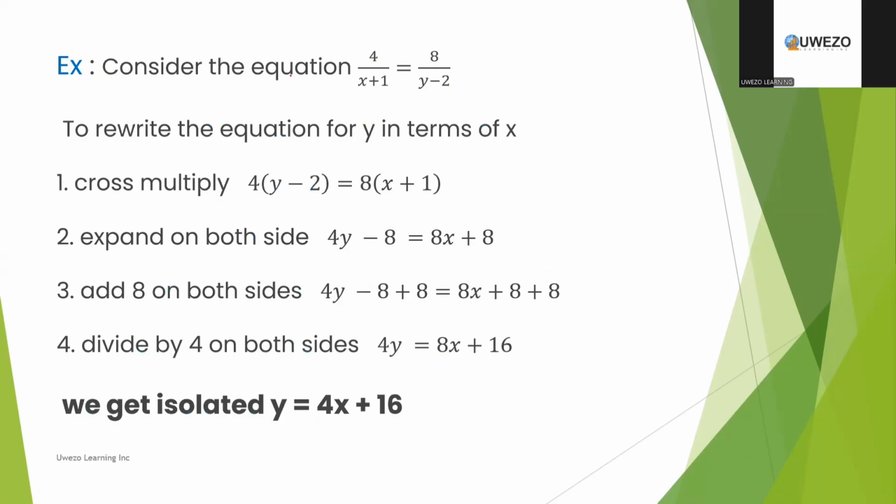For example, consider an algebraic expression in fraction form where you have the variables in the denominators. So here we cross multiply first, and then we get 4 times y minus 2 equals 8 times x plus 1. We simplify further and we just keep y on the left-hand side and transfer everything to the right-hand side. So first we will add 8 on both sides so that the 8s get cancelled on the left-hand side, and then we divide by 4 to isolate y and get the expression.